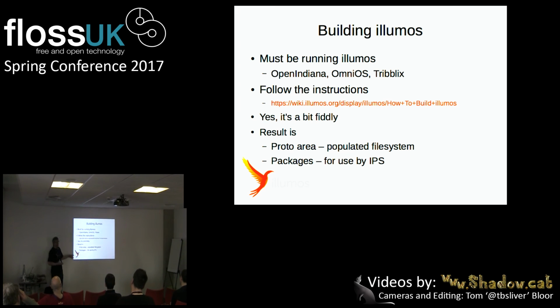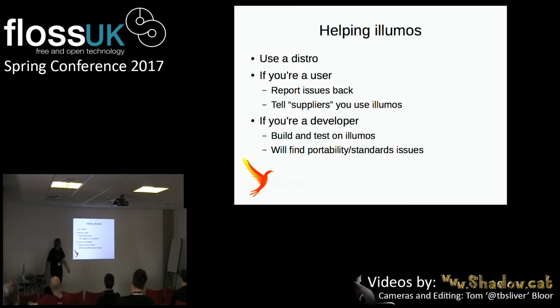Building it, I'll leave these on the slides. You have to be running Illumos to build Illumos, and that actually means one of those. You can't go and take an old Solaris 10 box and build it or something? No, unless you're Gary, and God only knows what he's done. There was a time when you had to do that for SPARC, and it's fiddly. And what it does is it generates basically a make install target that's basically the entire file system and a bunch of packages.